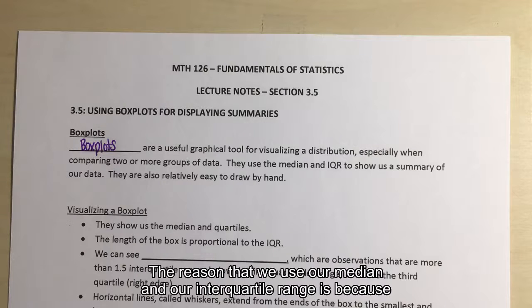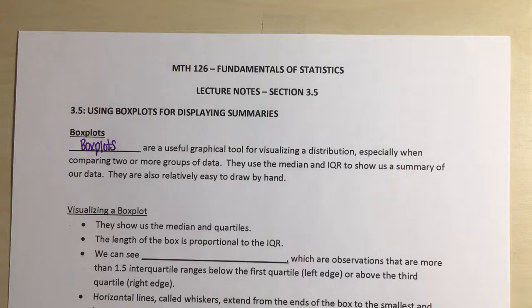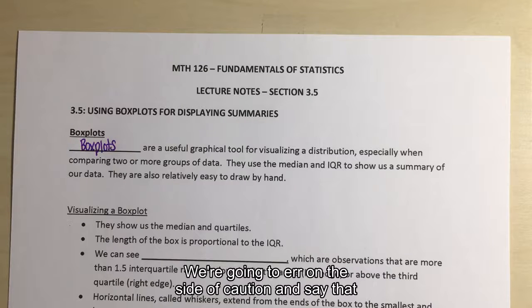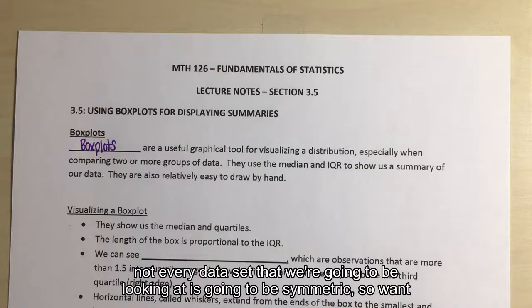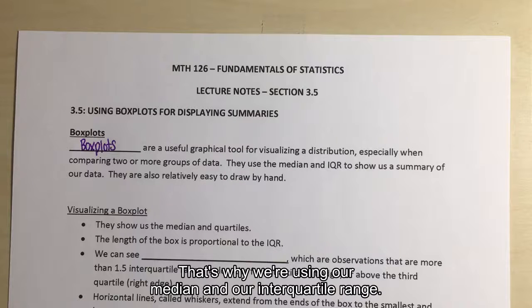So the reason that we use our median and our interquartile range is because these are good for skewed data sets, but they also work for symmetric data sets. So we're going to err on the side of caution and say that not every data set that we're going to be looking at is going to be symmetric. So we want to use something that's going to work for skewed data sets as well. So that's why we're using our median and our interquartile range.